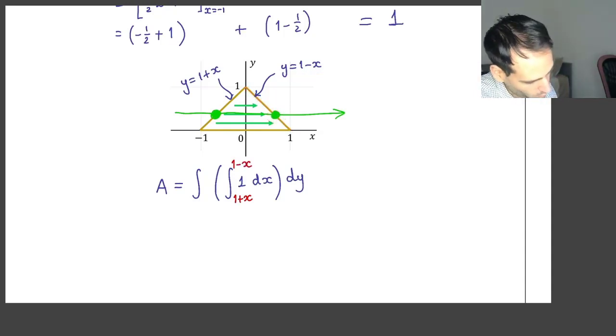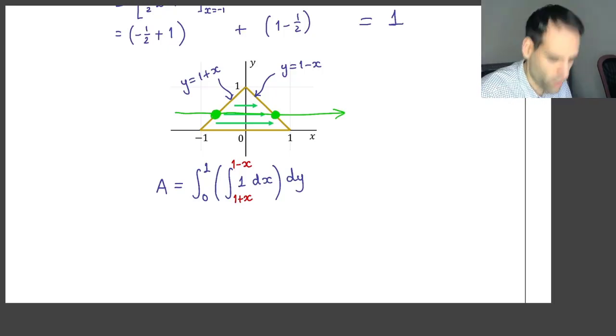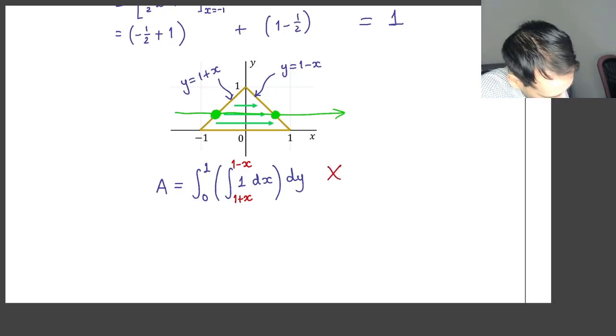And then the limits along y would be, you project the triangle into the remaining variable, which is y. So you project it into the y-axis, and therefore the limits would be between 0 and 1. But why is this wrong? And let me be clear that this is wrong.